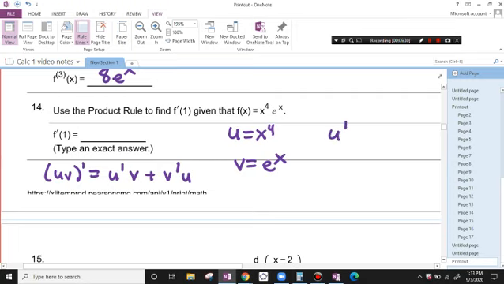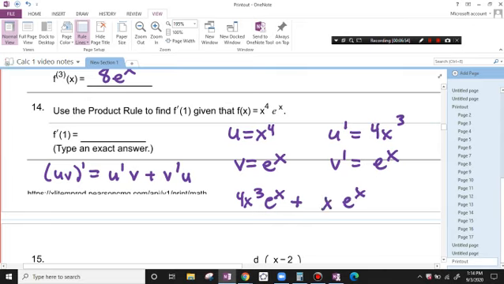The derivative of u is the derivative of x to the fourth, which is 4 times x to the third. The derivative of v is e to the x. The derivative of e to the x is itself. We're then going to use the formula. It's u prime, which is 4x to the third, times v, which is e to the x, plus the derivative of v, e to the x, times u, which is x to the fourth. We'll put that in, and we are good.